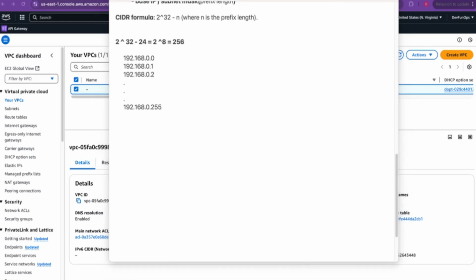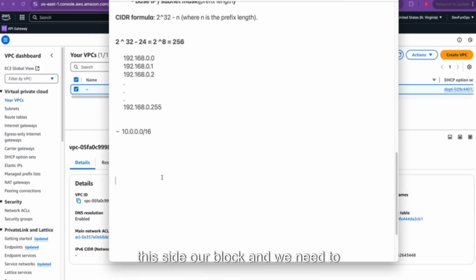Okay, let's take another example for better understanding. Let's say we have this CIDR block and we need to calculate the total number of IP addresses within it. This is just a notation to define an IP address range in a better way. So here the formula will become 2 raised to 32 minus n, which is 2 raised to 32 minus 16, which becomes 2 raised to 16, which is nothing but 65,536.